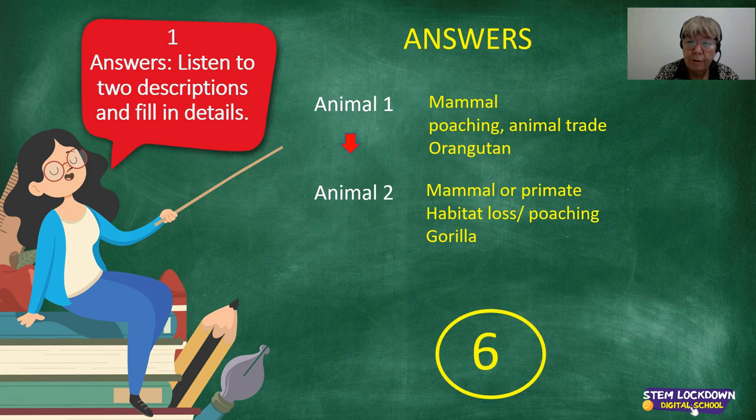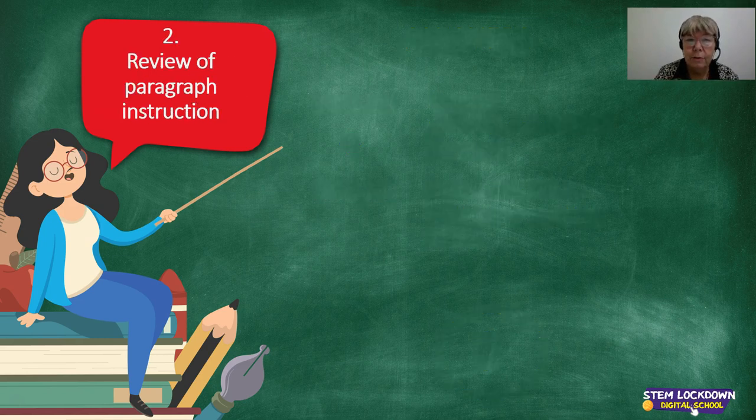How did you do? There are 6 marks for this, 3 for each of those animals. Count your marks and make sure you keep it where you can see it, because we're going to add them all up at the end. Got it? Good. Let's go on to number 2.